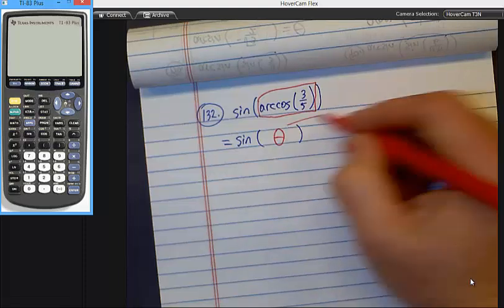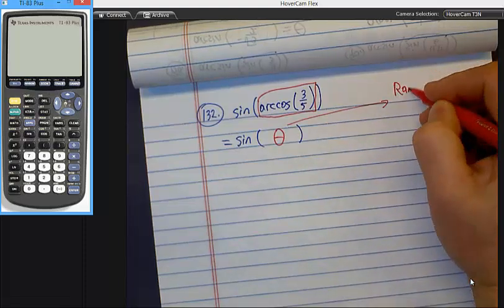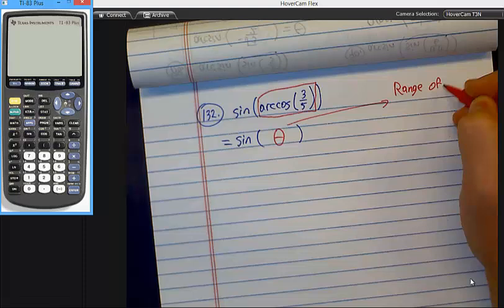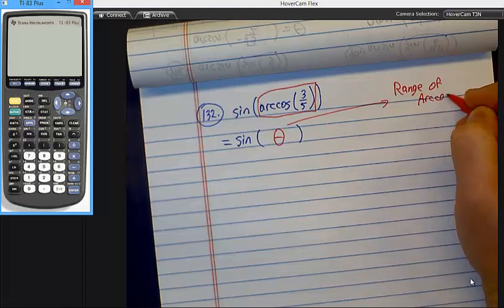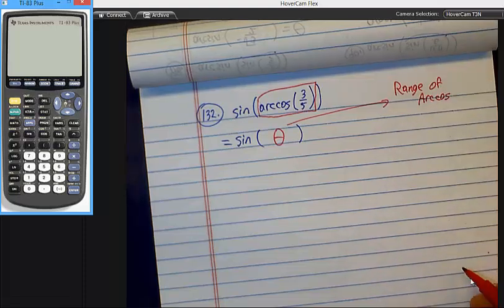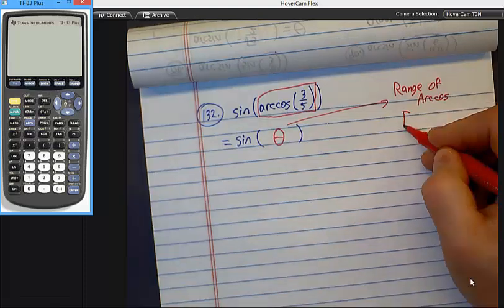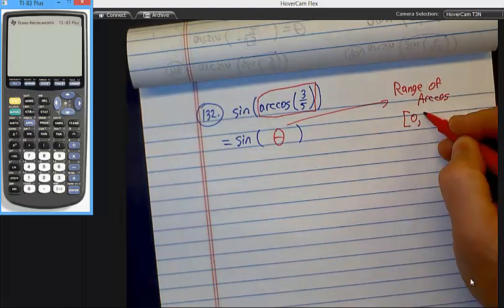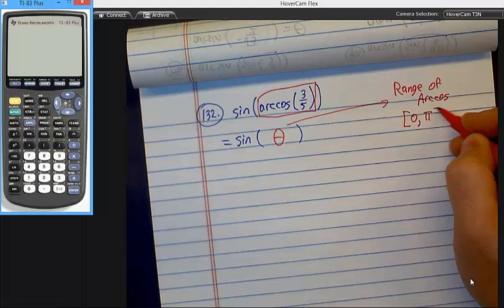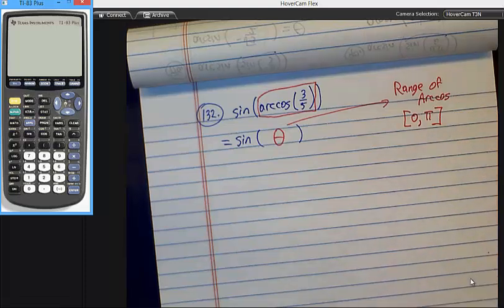What do I know about theta? What is the range of the arc cosine? Well, that one I'd have to look up again, but I'll just tell you it's from 0 to pi. 0 to pi, which means quadrants 1 and 2. Okay?